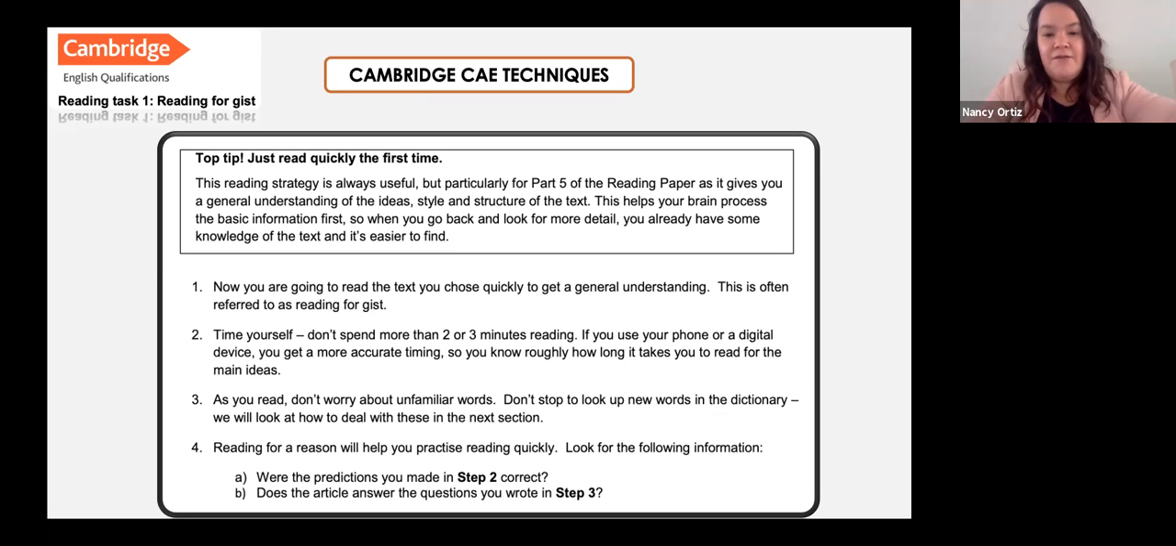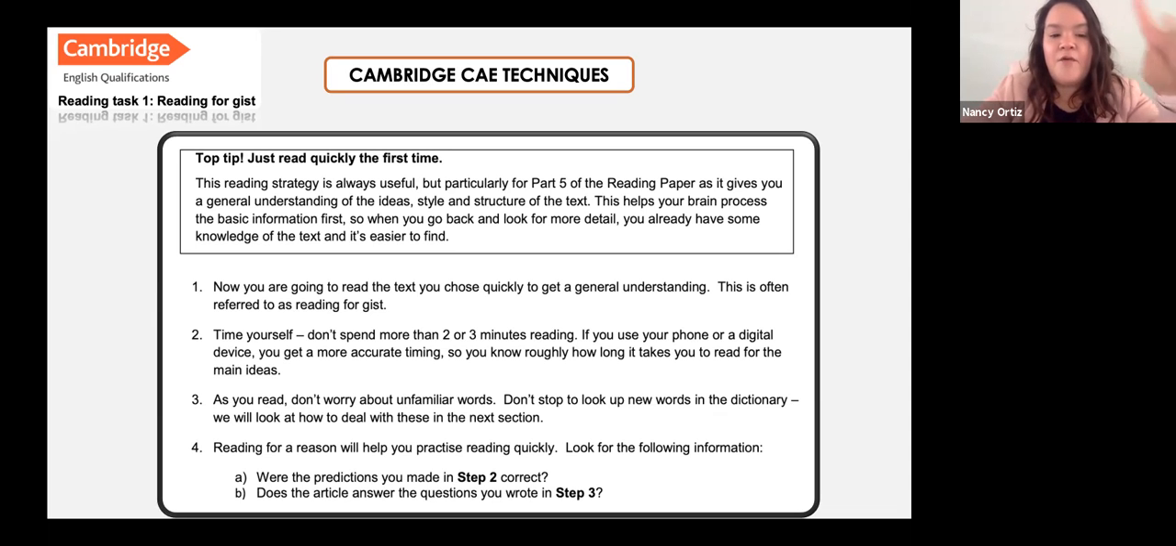Just time yourself. If you spend more than 3 minutes, well, okay, but we need to start reducing that time, okay? If you use your cell phone or a digital device, you can get more accurate timing. So go to chronometer or stopwatch, so you know how long it takes you to read for main ideas. Okay. Suggestion number 3, as you read, please do this, guys. As you read quickly, don't worry about unfamiliar words. Don't stop to look up new words in dictionaries, no. And we will look at how to deal with this later, okay?